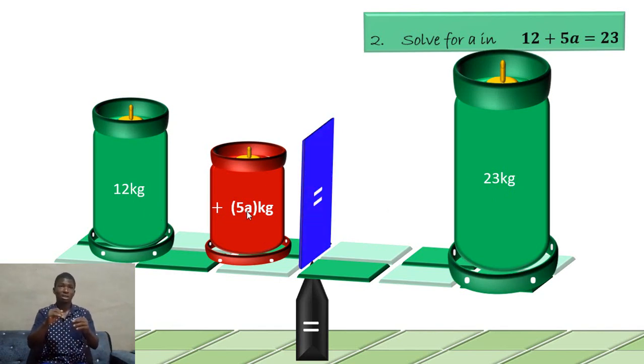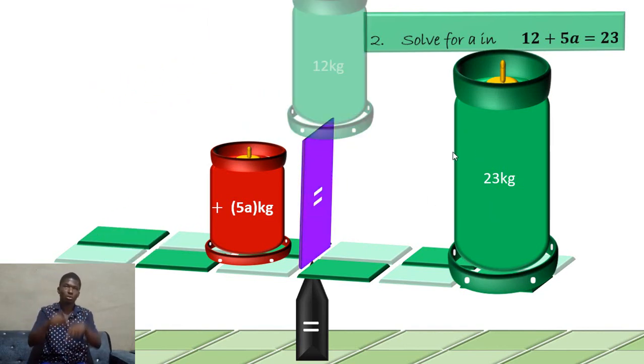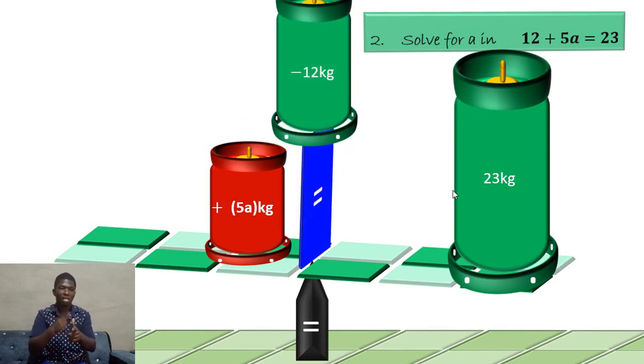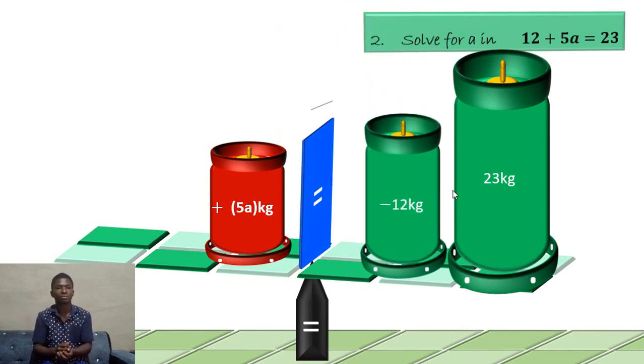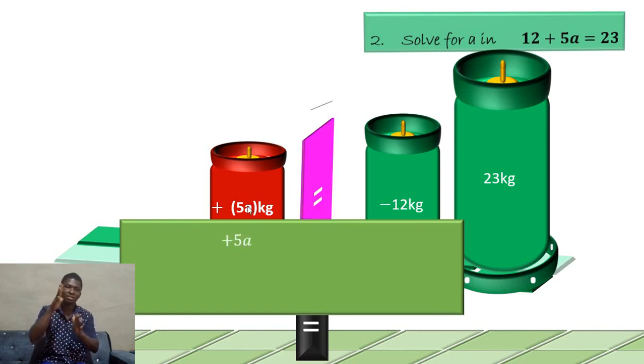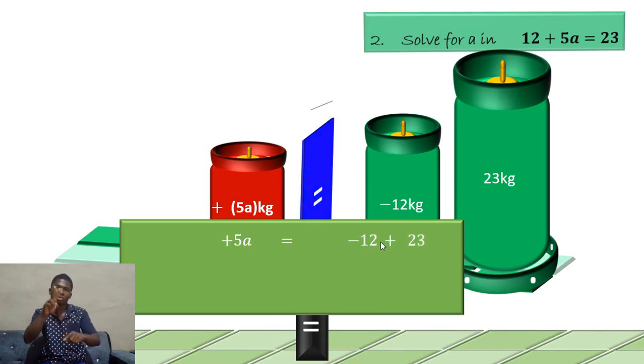So just like the same movement the other time, this 12 we have to leave here to come and meet 23. Alright, so when it comes, it changes to minus 12. Then bring it down. So we're going to have this 5a equal to, equality sign, minus 12 plus 23, because 12 right now has changed.